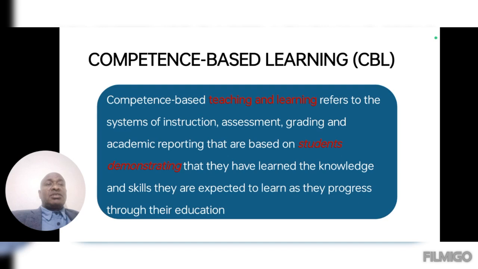Now, if we understand what competence and competency mean, we move to competency-based learning. Competency-based learning was defined differently. By the way, some scholars call it competency-based education, others competency-based learning and teaching, others competency-based teaching, competency-based training. Of course, training goes with technical and vocational education and training. But competency-based learning goes with academic as well.